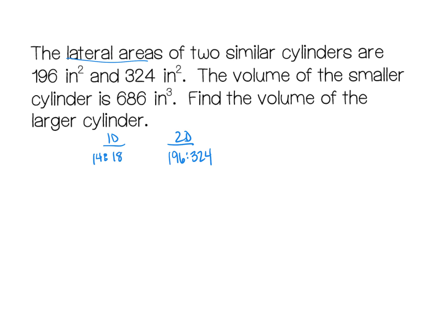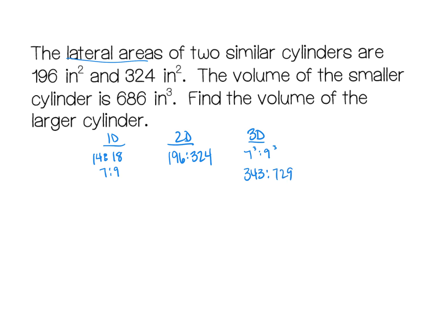And I can reduce that because the smaller the numbers, the easier it's going to be to work with, right? So if I simplify this, that would be 7 to 9, which is a little nicer to cube. We're also interested in volume, so I need to take it up to 3 dimensions. So I'm going to do 7 cubed to 9 cubed. So 7 cubed gives me 343, and 9 cubed gives me 729.